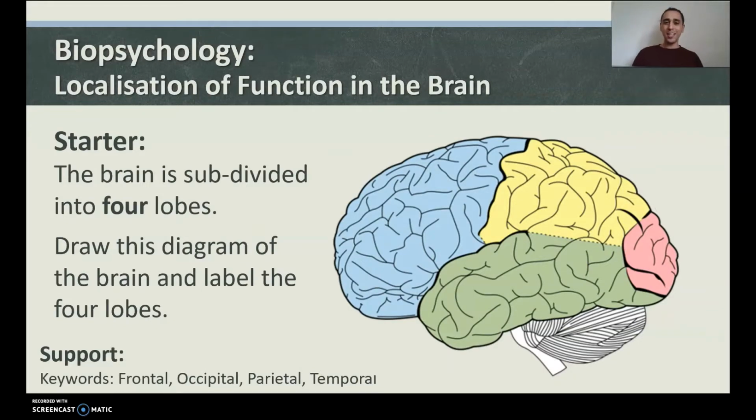Biopsychology, localization of function in the brain. What does that mean? We're not even sure what that means at the moment, but we'll go through it together, don't worry, and then we'll get a better understanding. Let's start with the starter.